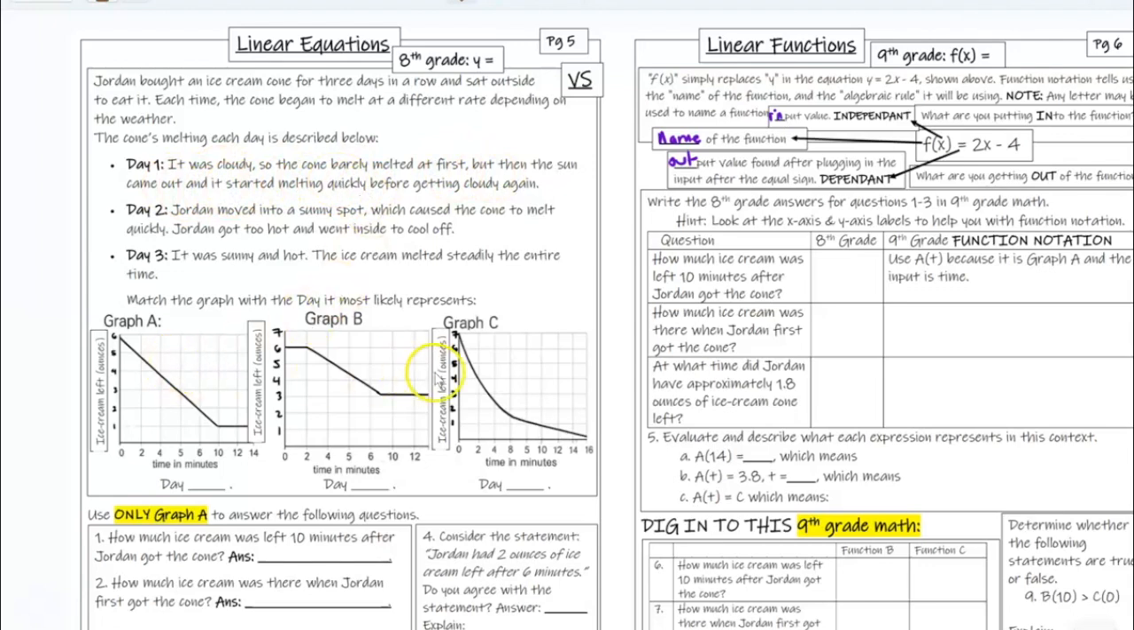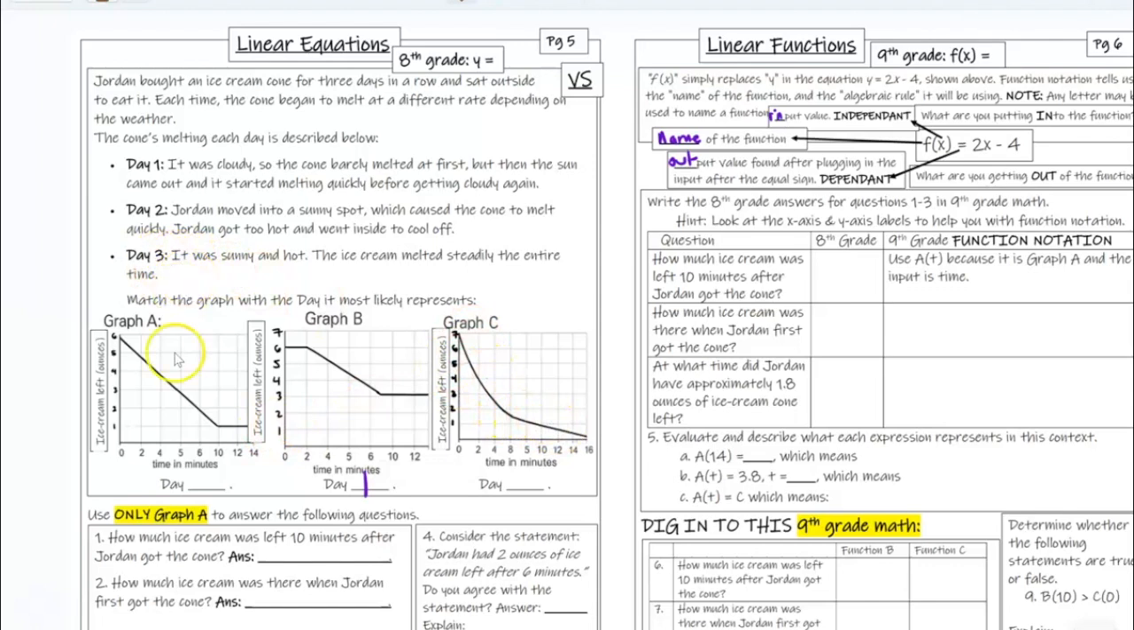So let's take a look at our options. It's not melting. This one is melting. This one's not melting. Then it starts melting. Then it's not melting. So this is going to be day 1. So let's read the rest. Day 2, Jordan moved into a sunny spot which caused the cone to melt. Okay, so this is melting. This is also melting, but it's melting very quickly. Jordan got too hot and went inside to cool off. So it's melting and then it's cooling off. So this is also melting and looks like it's cooling off a little bit.